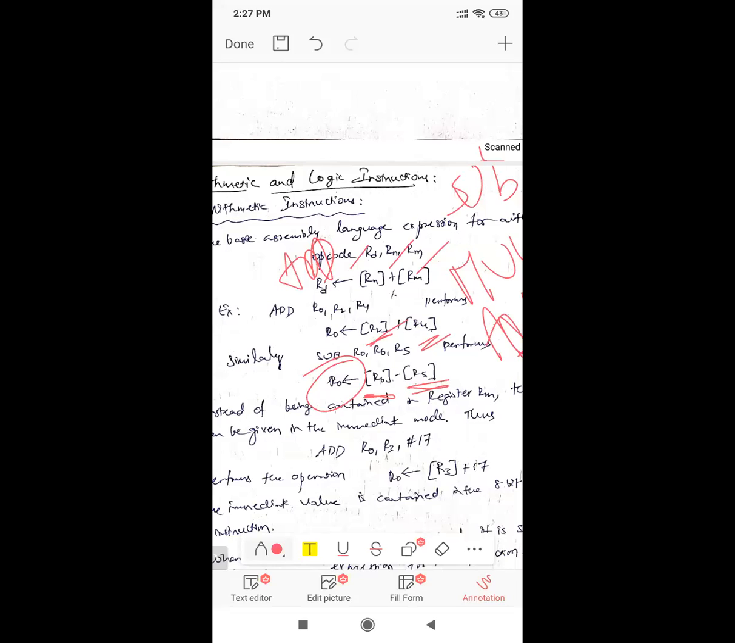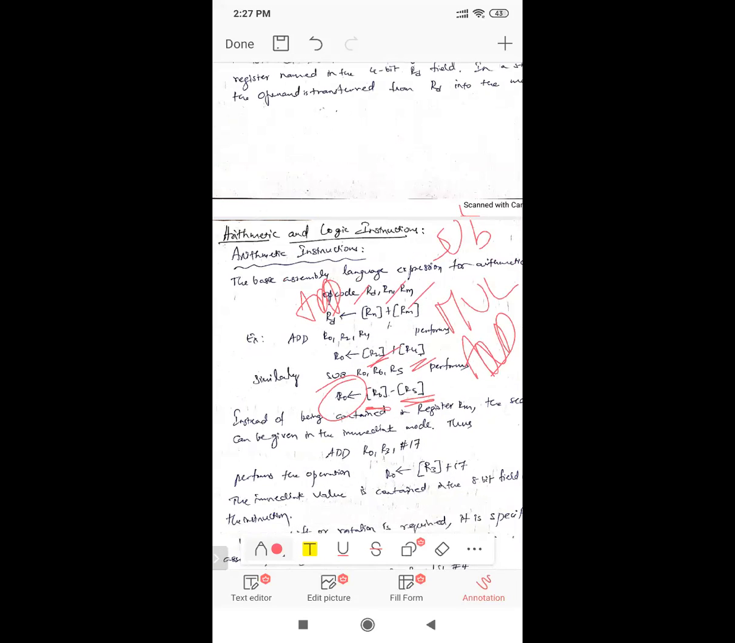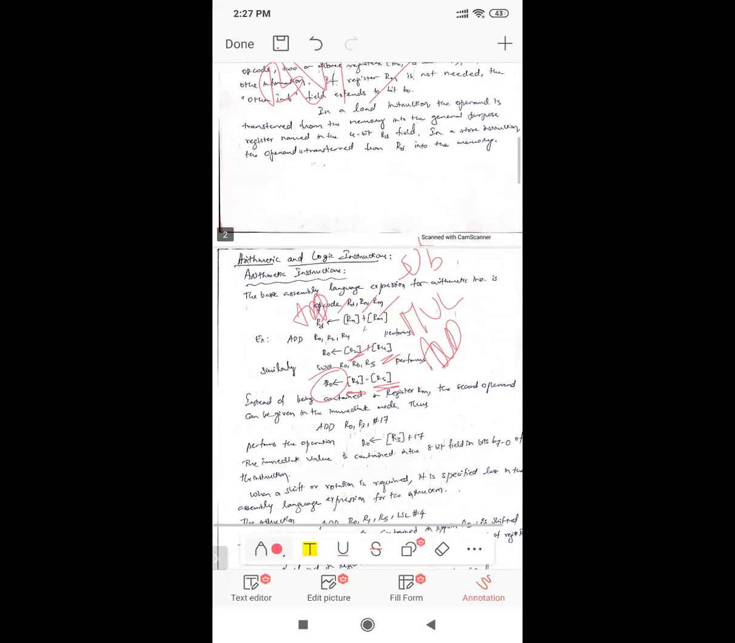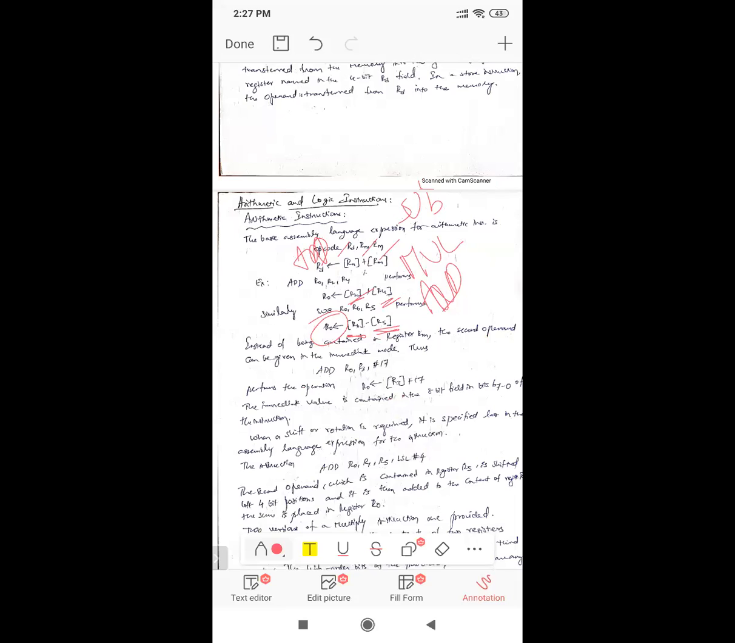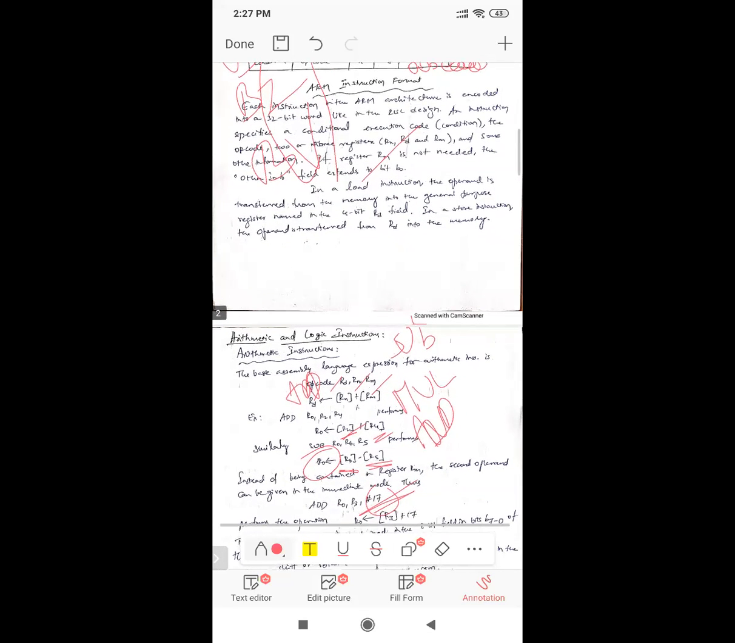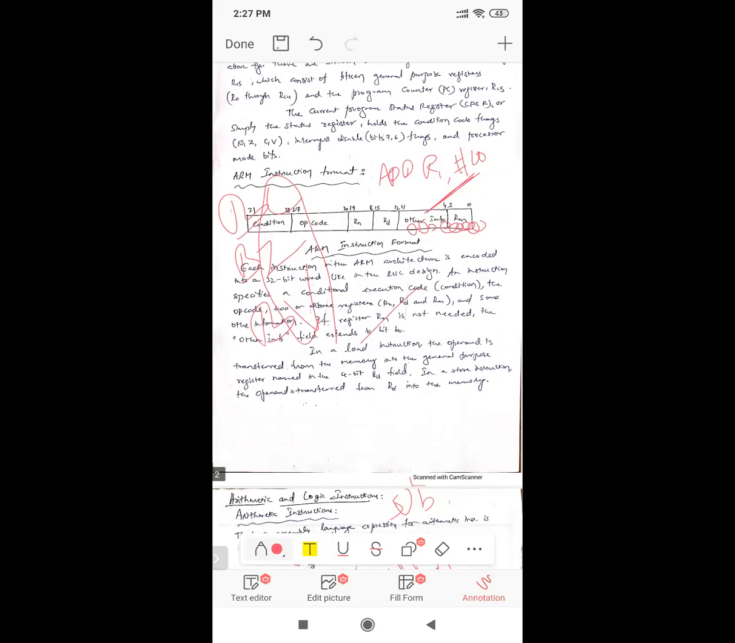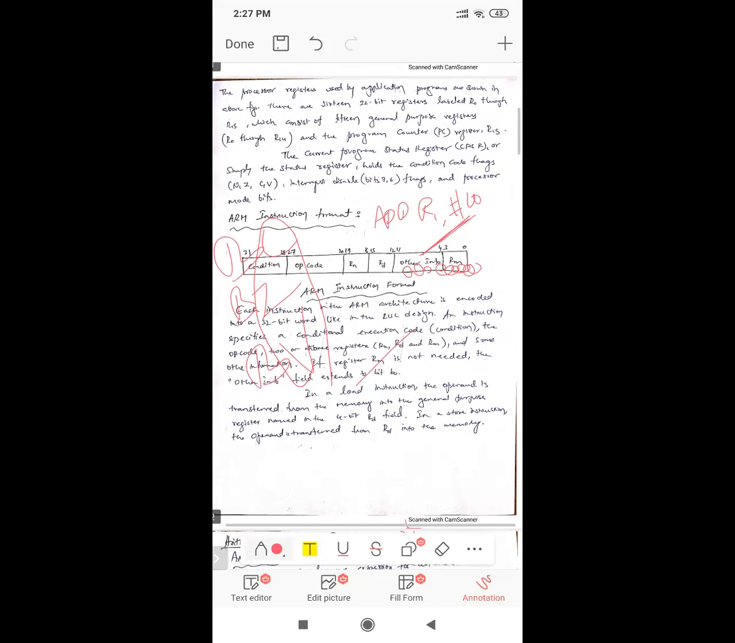Sometimes, instead of being contained in register RM, the second operand can be given in the immediate mode. That means the 17 is added to the contents of the R3 register. This 17 can be specified in the other information field. Okay? The 17 can be specified by using the other information field.